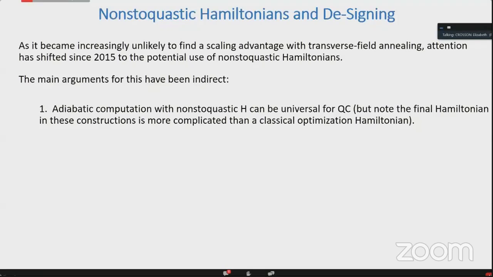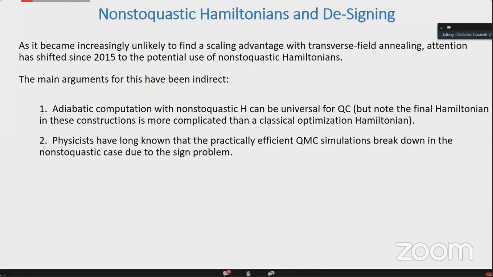Okay, another argument for non-stochastic Hamiltonians is that we've known for 40 years, 50 years, that practically efficient quantum Monte Carlo simulations break down in the non-stochastic case because of the sign problem. Okay. But neither of these arguments directly implies that we'll see an advantage in non-stochastic QA for optimization.